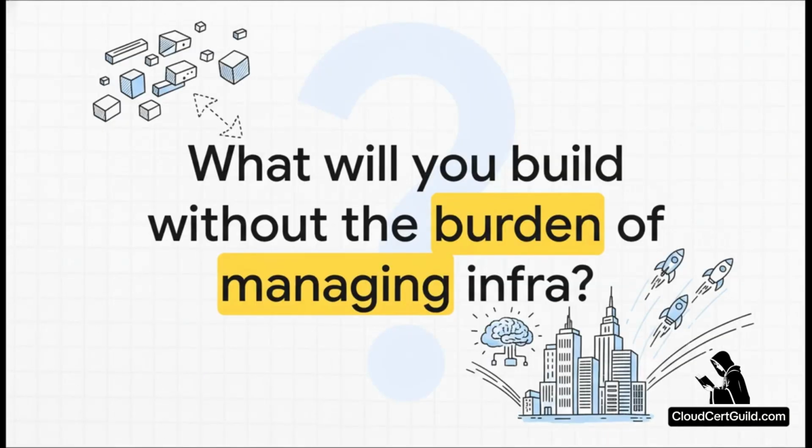And that really leaves us with one final thought. We've gone through the why and the how of Google Kubernetes Engine. We've seen how it takes all this complexity and just automates it away. So the question isn't really about the technology anymore, it's about what's possible. What will you build when that whole burden of managing infrastructure is just gone?